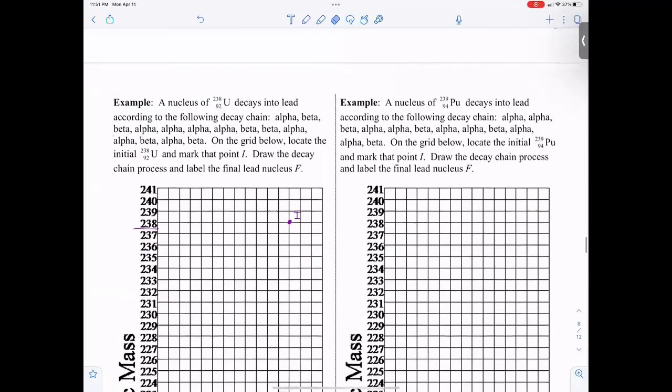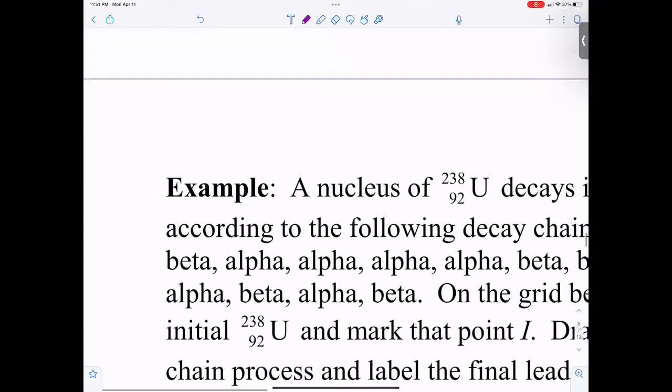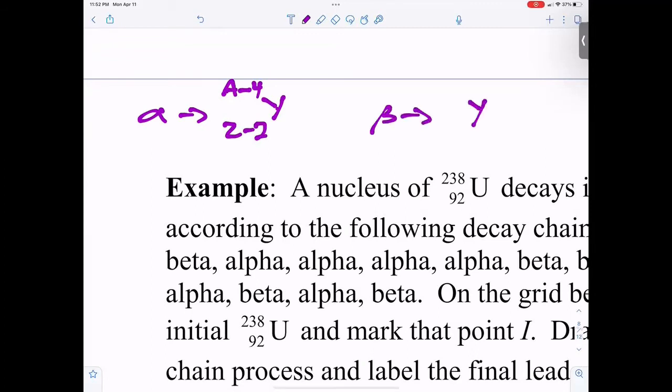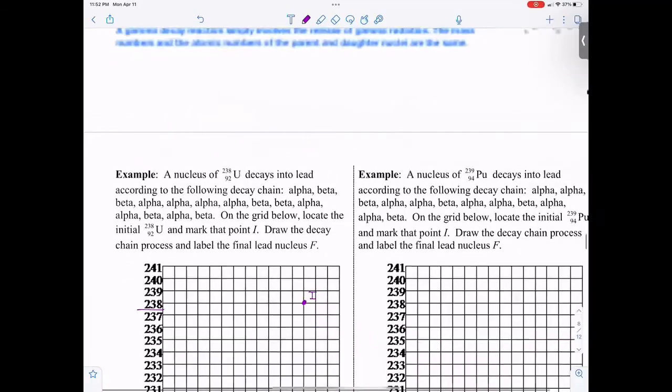Now remember what these look like. Alpha decay, the daughter nucleus that we end up with is going to be 4 less on the mass number and 2 less on the atomic number. Beta decay, the daughter nucleus is going to have the same mass, but an atomic number of plus 1. So we're going to add one more proton.